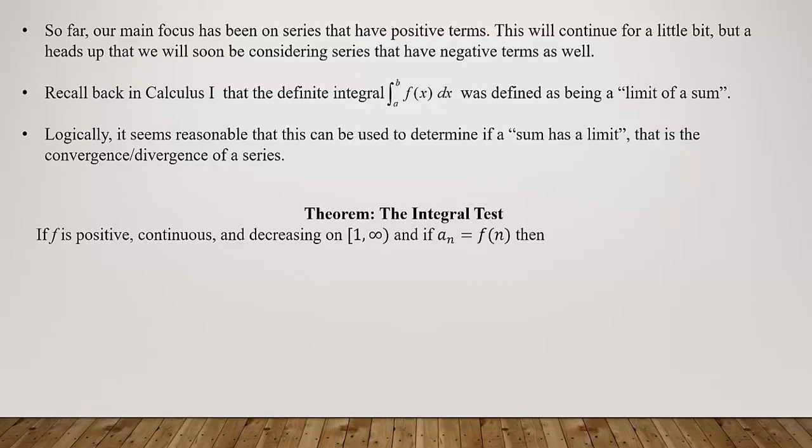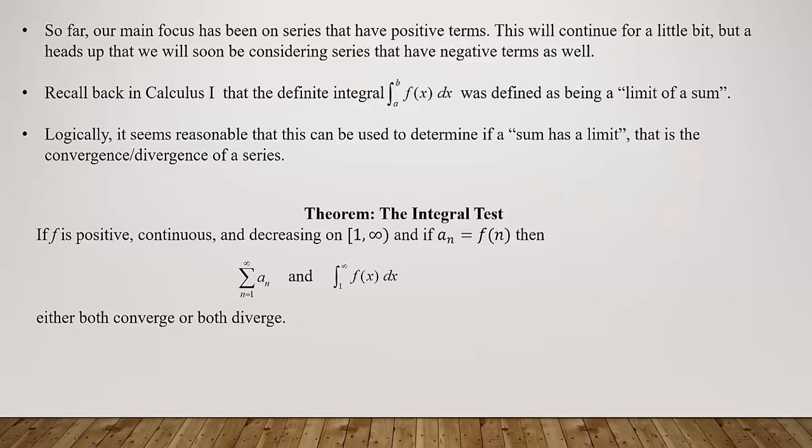And here's the preamble to the integral test. If f is a function that is positive, continuous, and decreasing on the interval 1 to infinity, so that we're talking about a function of real numbers there, and if a sub n equals f of n, so your sequence agrees with the function of reals for all positive integers, then the series a sub n and the improper integral from 1 to infinity of f of x dx either both converge or they both diverge.